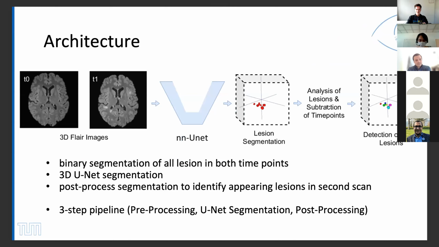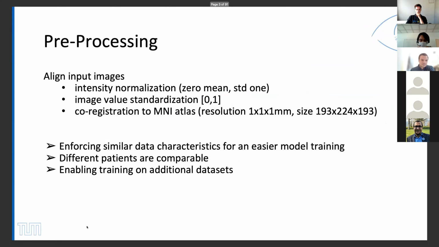So basically we transferred the challenge task into a binary segmentation task of all lesions in both time points and try to subtract the segmentation from those 2 time points in the end in order to identify only new lesions, so appearing lesions in the second scan. Our architecture is based on a 3D UNet segmentation problem. Our pipeline has basically 3 steps: the pre-processing, the UNet segmentation, and the post-processing.